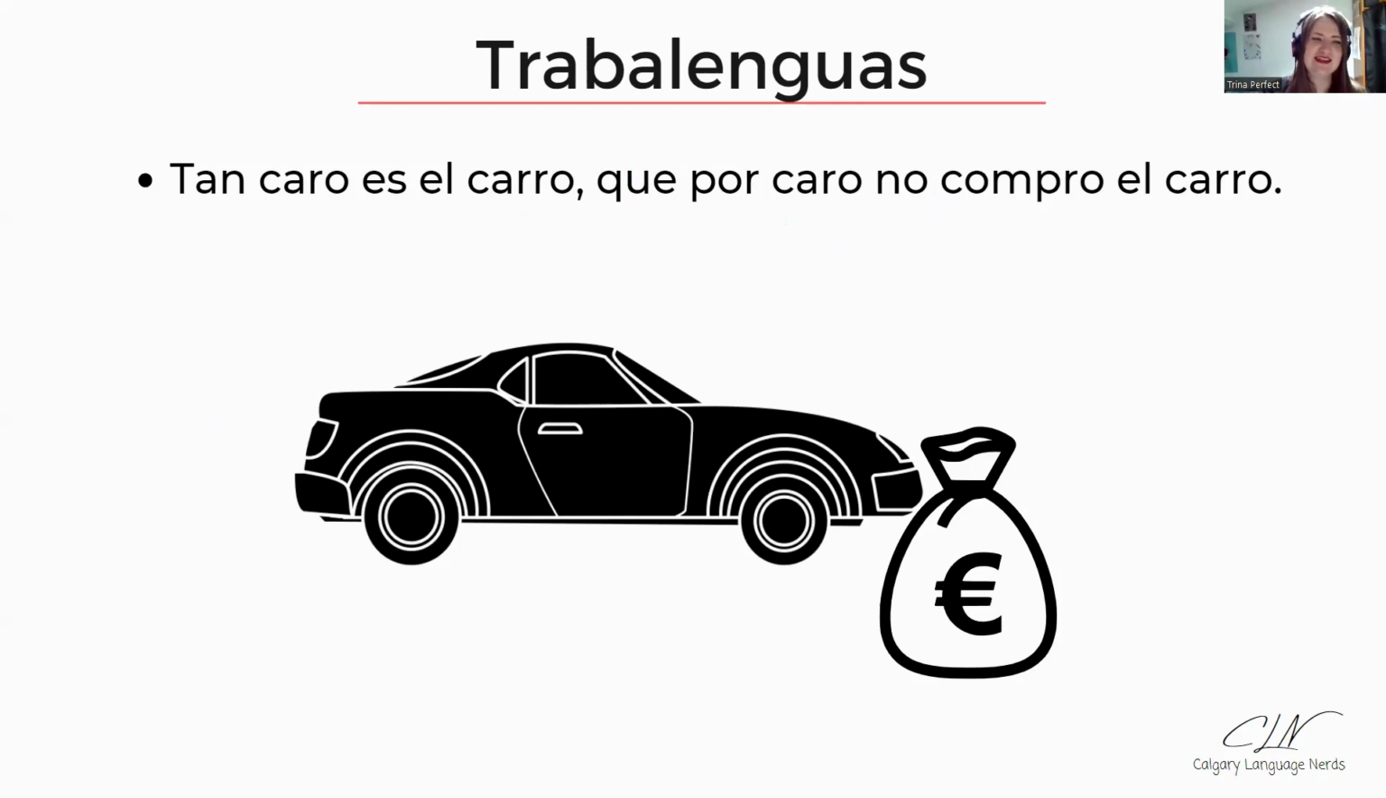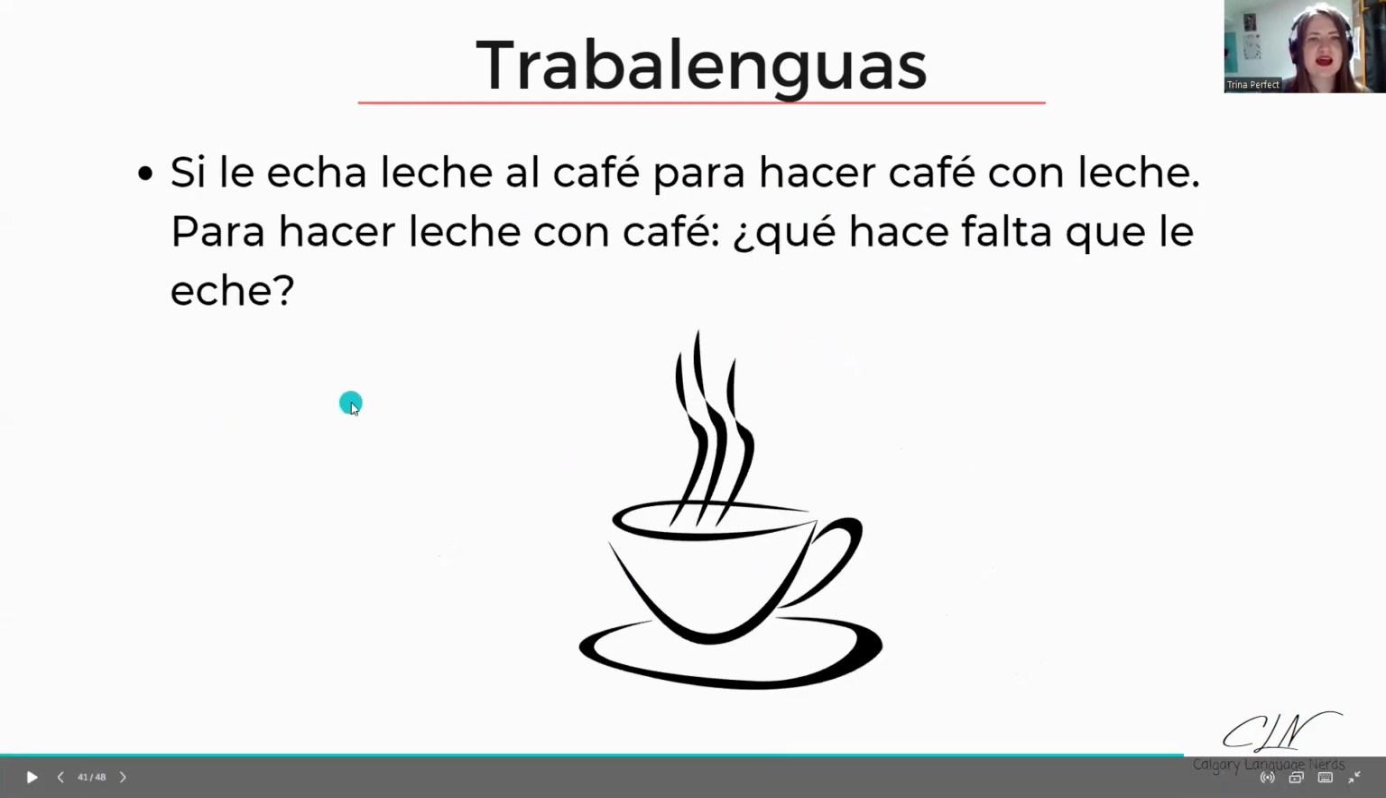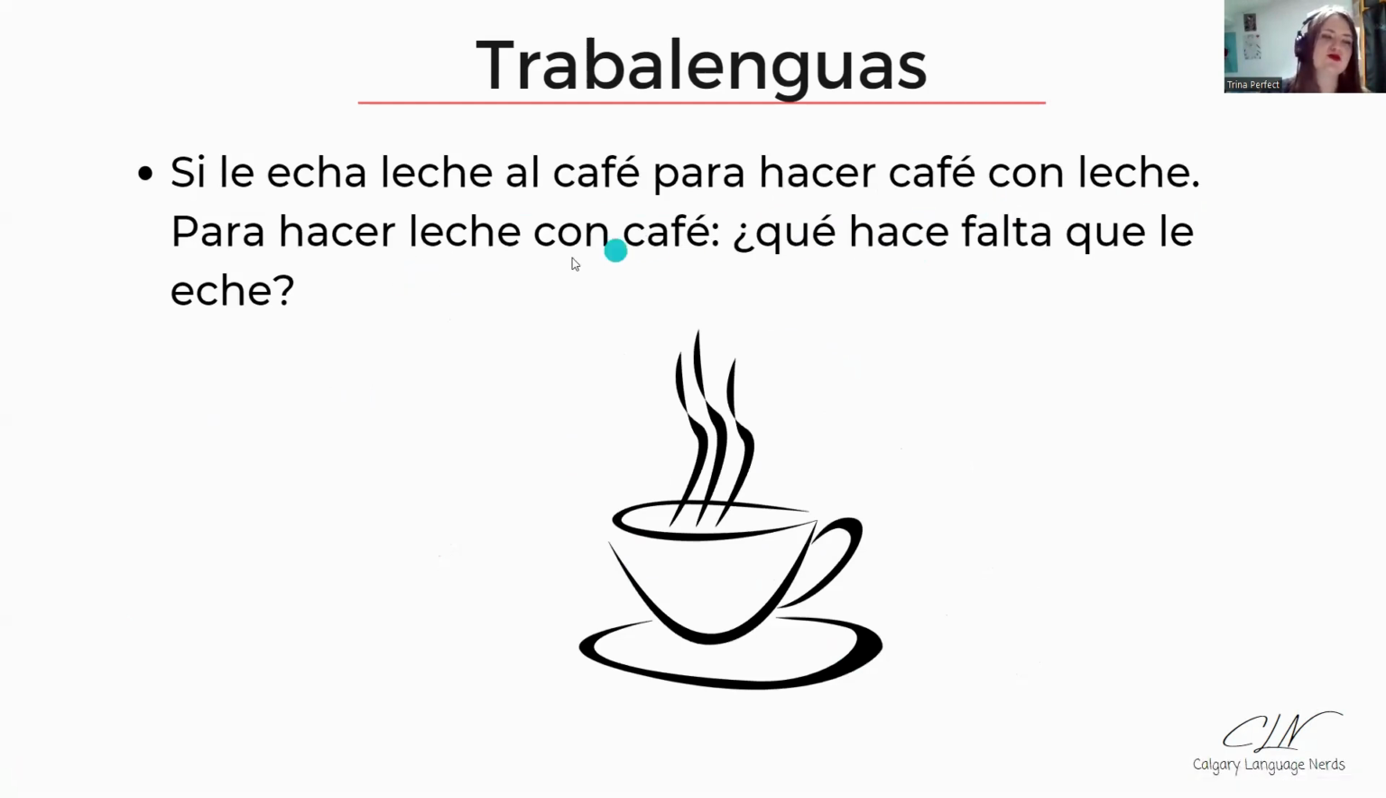Venga, la siguiente. Let's do the next one. Okay, so it's about a coffee, as you see in the picture. Let's figure out what it means first, then we'll try to pronounce it. We're going to practice the letter CH. Si le echa leche al café. So you are going to pour milk into the coffee. Para hacer café con leche. To make coffee with milk. Here we need to take care with our C's, with our CH.